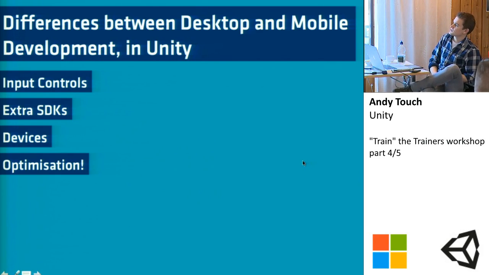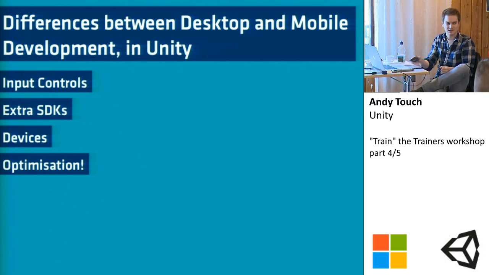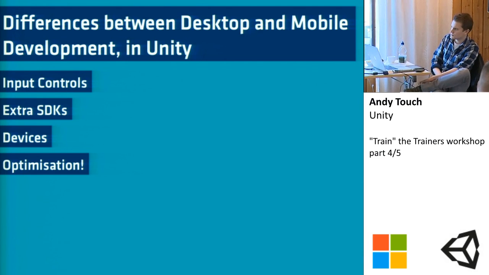So the differences between desktop and mobile development in Unity, these are the 4 main things. One's input controls. Obviously, you're not going to be able to tilt your Mac and have it translate over to your device, so you're going to have to write some extra bits and pieces for that. There's extra SDKs. If you want to access things more specific to your device, you're going to have to use these SDKs or links. Then devices. That's quite a broad term, but I put that in relation to different device sizes, device types, different hardware. Some devices will be able to hold a lot more things drawn on screen than other devices.